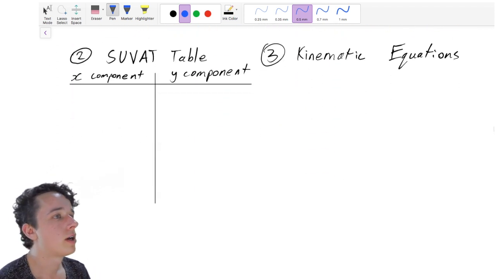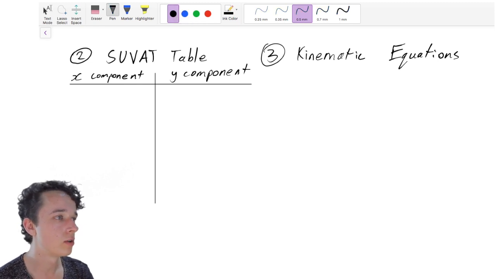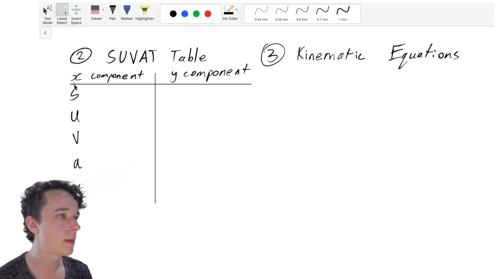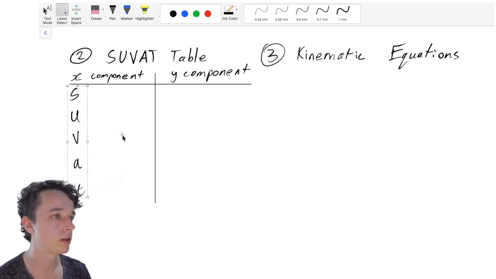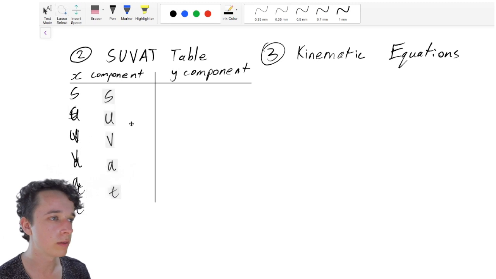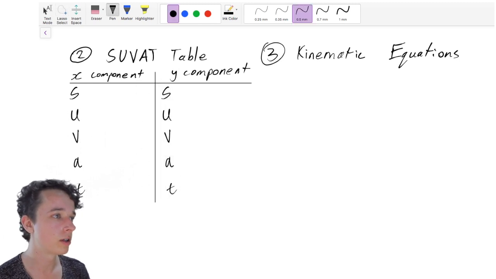All right, now onto our SUVAT table. So displacement, initial velocity, final velocity, acceleration, and time. I'm going to copy that over to the other column. Okay, there we go. Write the relevant subscripts: x, x, x, x, x, y, y, y, y, y.